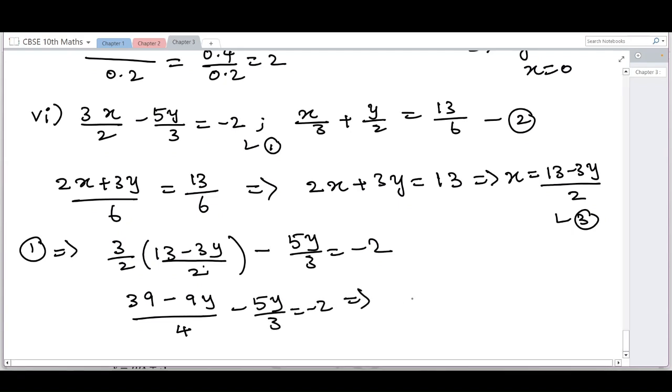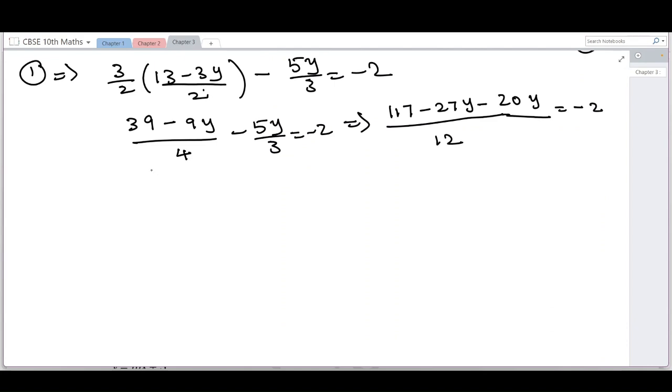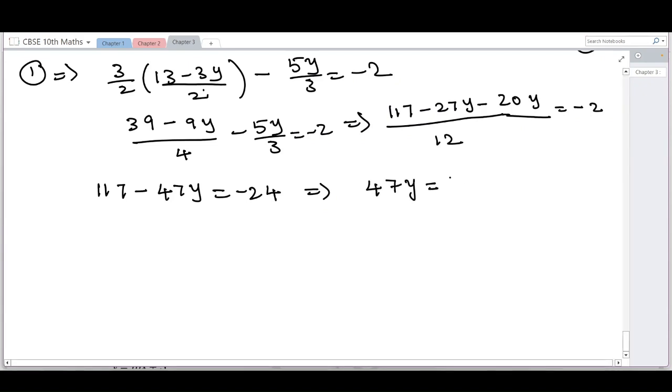So now if you simplify this, you will get 39 minus 9y whole divided by 4 minus 5y by 3 equal to minus 2. Now if you take LCM, you will get 12 in the denominator, and in the numerator you will get 117 minus 27y minus 20y equal to minus 2. So if you simplify this, you will get 117 minus 47y, which is equal to minus 24, and we will get 47y equal to 117 plus 24, which is equal to 141. So if you simplify this further, you will get 141 by 47 equal to 3.